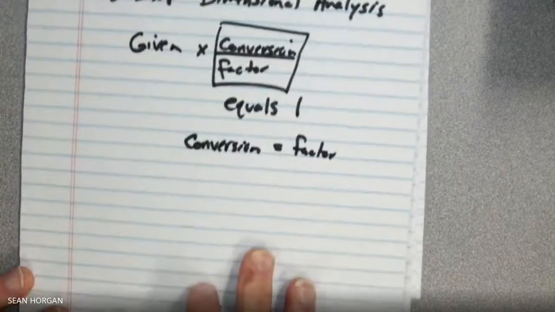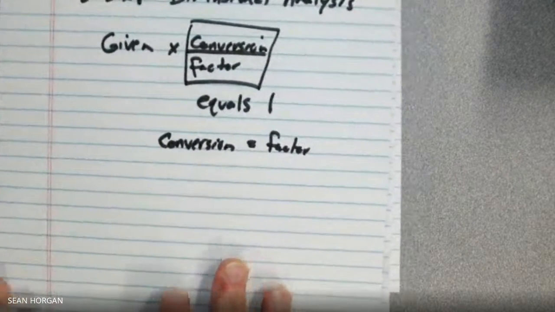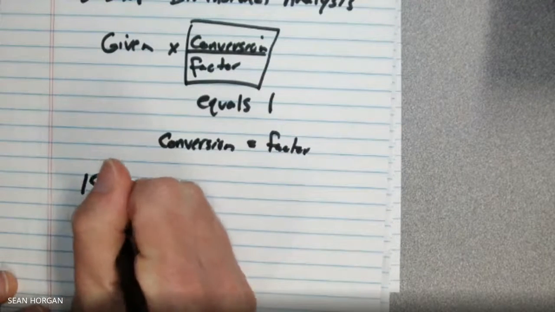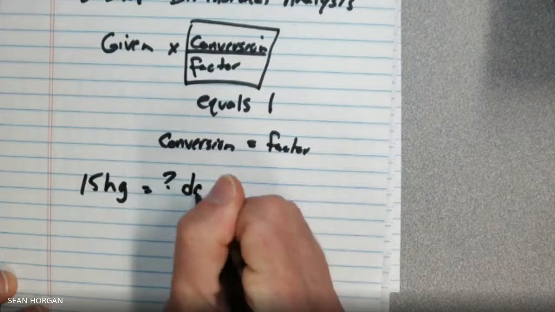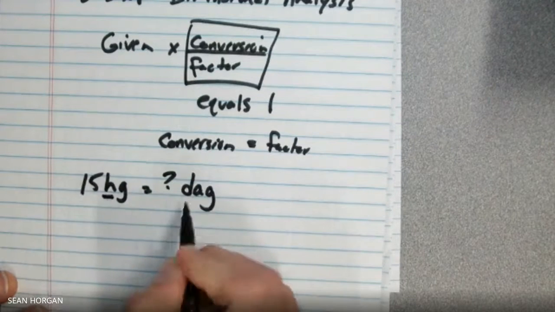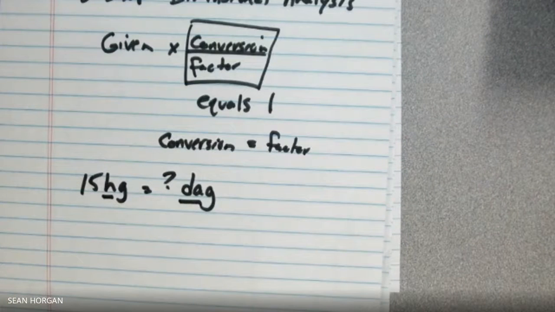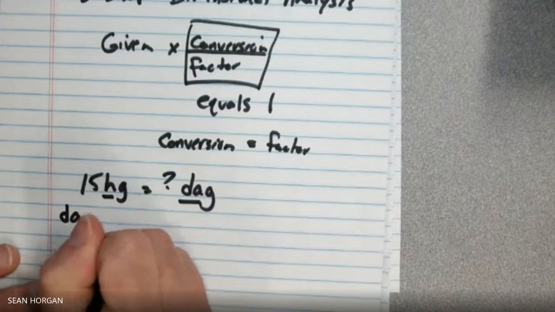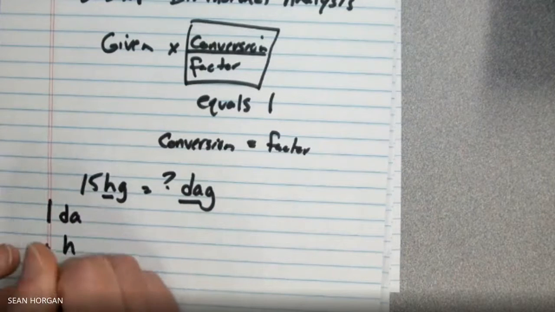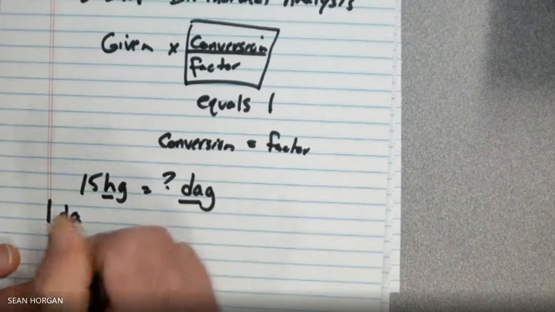So let's take a look at a couple problems. We will start with something like this: 15 hectograms equals how many decagrams? We can look and notice there's two different prefixes, so we're going to have two different definitions. We have to define those two, deca and hecto. We'll say 1 deca, 1 hecto, because the 1 always goes with the prefix.